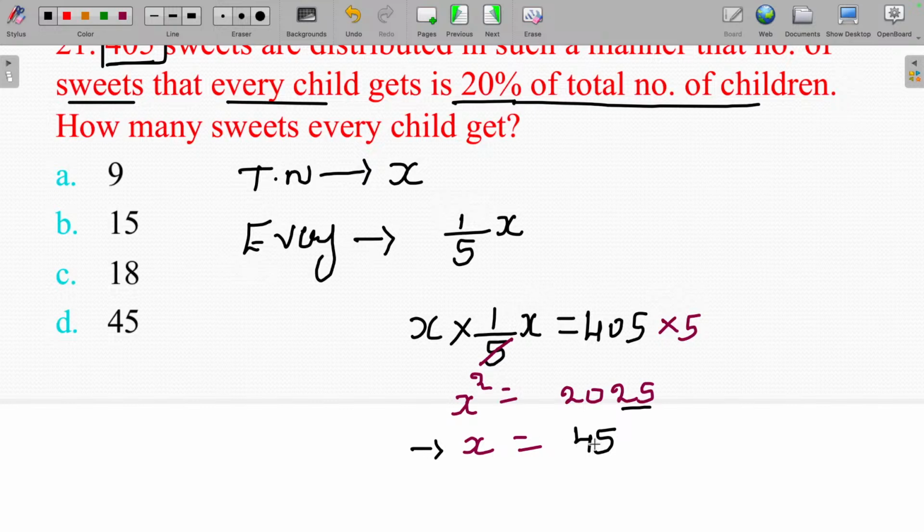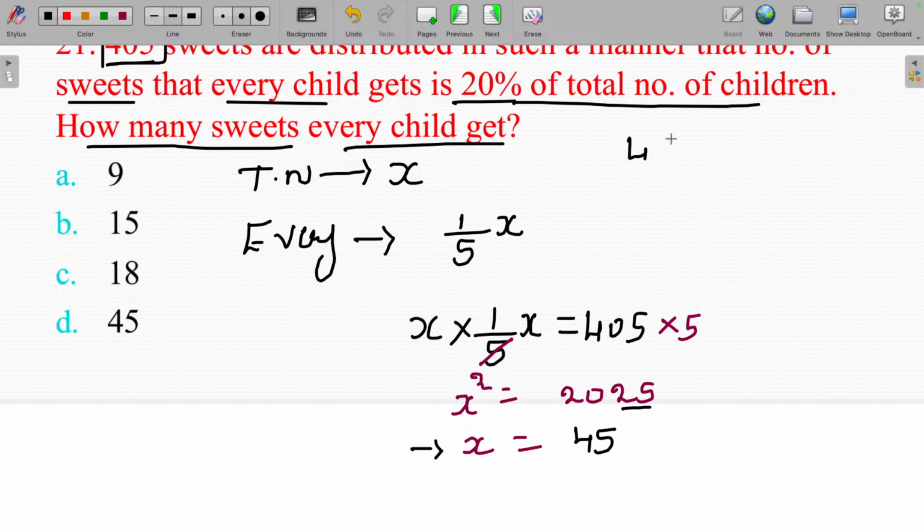They are not asking the number of students. What are they asking, tell me. Read the question, tell me what they are asking. How many sweets every child will get?